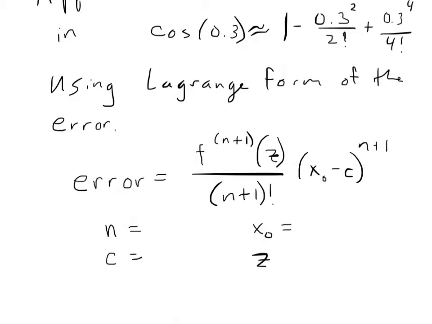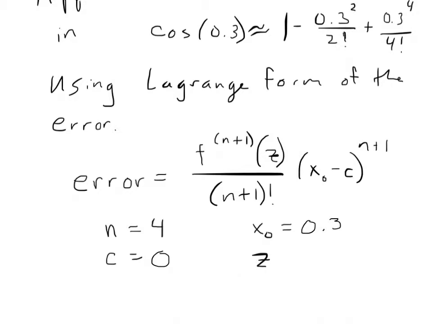Okay, so hopefully you noticed that n in this problem is 4, because looking at this approximation up here, this is clearly a 4th degree approximation. It's got a 4th power on it. Because it's a Maclaurin polynomial, we know that c is 0, and x0 is the value that's being plugged in. And in this case, that's 0.3.